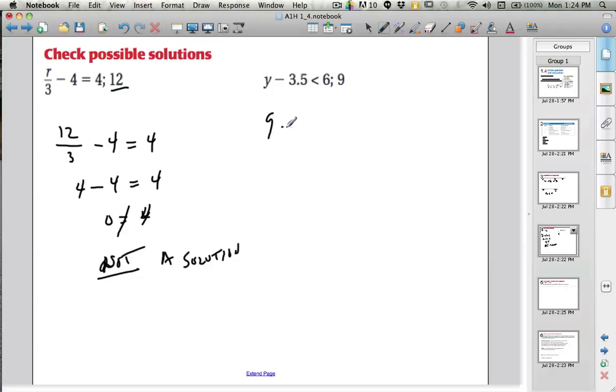So if I have 9 minus 3.5 is less than 6. Well, 9 minus 3.5 is 5.5. Is 5.5 less than 6? Yes, it is. So this is a solution.